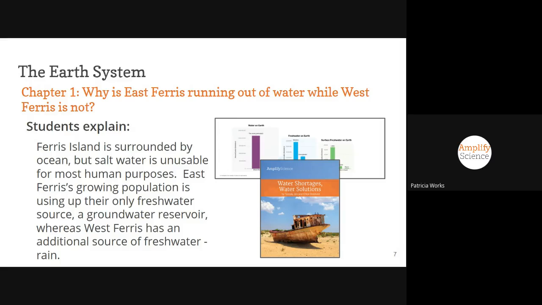At the end of Chapter 1, students return and apply these ideas to the anchor phenomenon. They explain that Ferris Island is surrounded by ocean, but salt water is unusable for most human purposes. East Ferris's growing population is using up their only fresh water source, a groundwater reservoir, whereas West Ferris has an additional source of fresh water, rain.